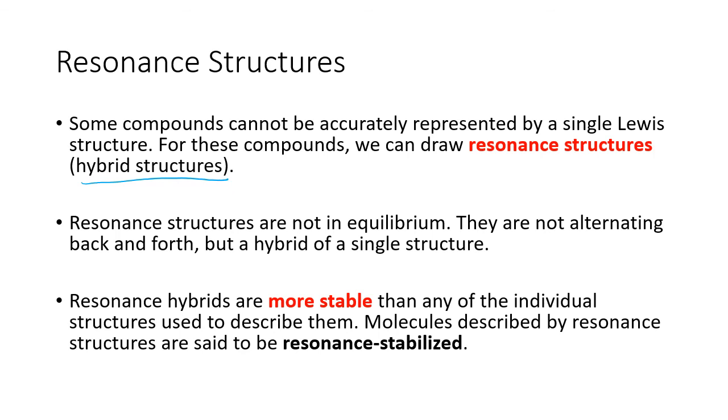So an important thing to realize is that resonance structures are not in equilibrium, they're not changing back and forth between each other, but they are a hybrid of an overall structure for that molecule. So when a molecule has resonance hybrids, it's considered to be more stable. Resonance stabilizes a molecule, and so when a molecule has that, it's a good thing. We call it resonance stabilized.